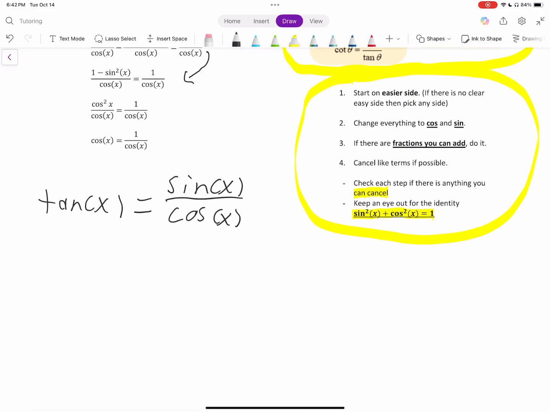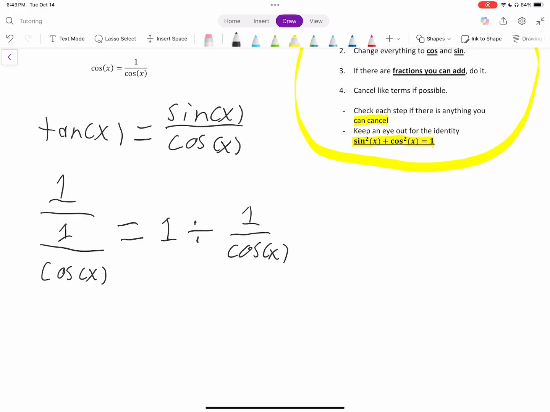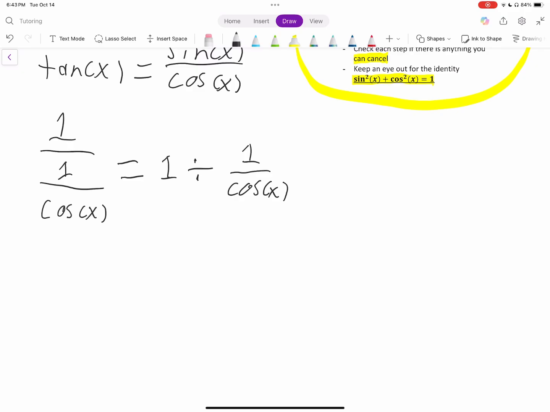Now, when we have this division on top of division here, we need to be very careful. So the question is 1 over 1 over cos x. Now, another way that we could write that is just 1 divided by 1 over cos x. Now, looking at it this way, it might look a bit more familiar. If we have our fractions and we're dividing them, all we need to do is flip the second one and it becomes multiplication. So now this is 1 times cos x over 1.